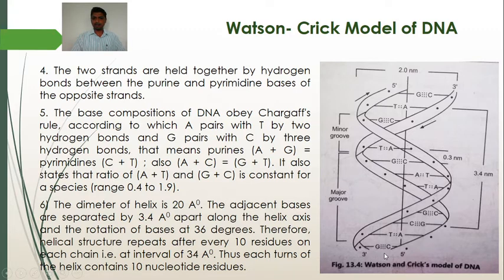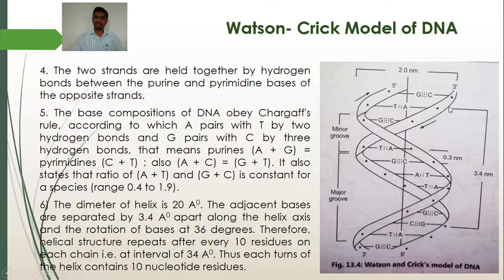If we see the diameter of the helix, it is 20 angstrom, or 2 nanometer. The adjacent bases are separated by 3.4 angstrom along the helix axis, with rotation of bases at 36 degrees. So the distance between two adjacent bases is 3.4 angstrom. Therefore, the helical structure repeats after every 10 residues on each chain, that is at an interval of 34 angstrom.